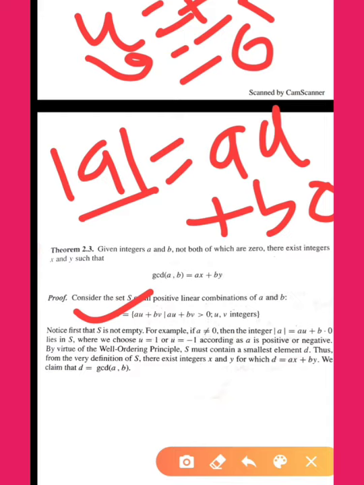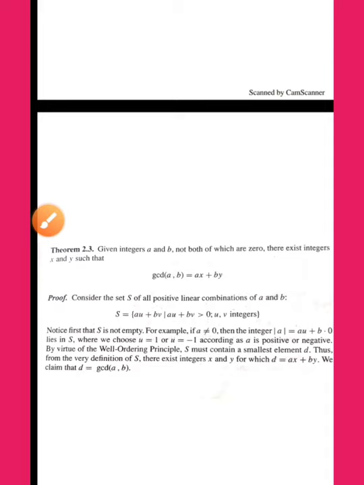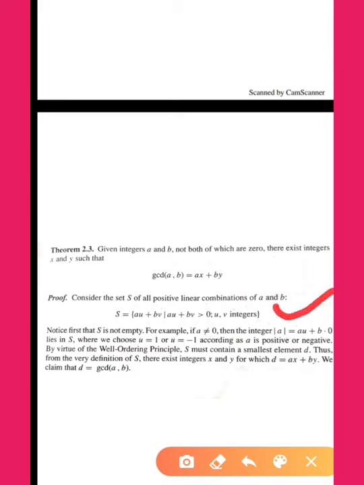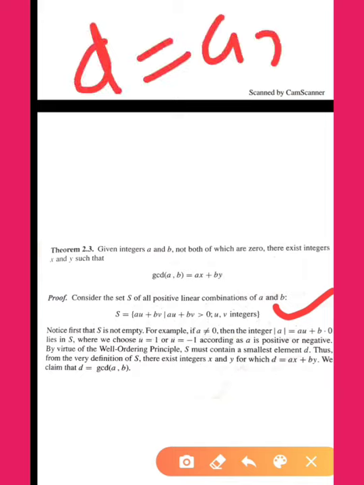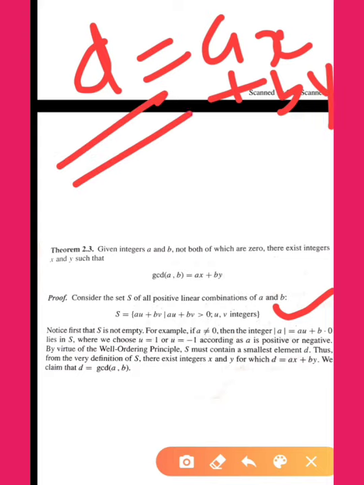Now we can apply the well ordering principle. By the well ordering principle, S must have a smallest element. Let us call that smallest element d. But all the members of S are of the type au plus bv, so d must also be of the type au plus bv. So we write this d as equal to ax plus by. Now we claim that this d is the greatest common divisor of a and b.